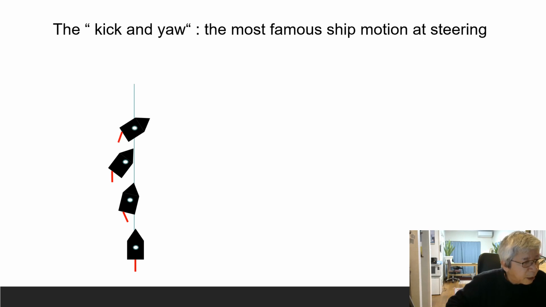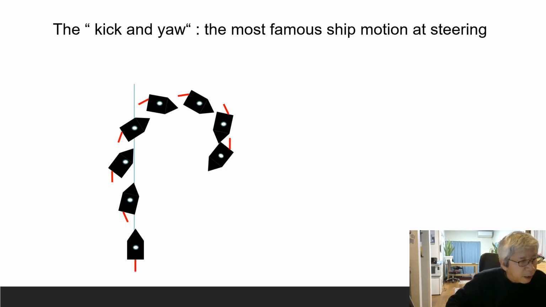Generally speaking, at the beginning of the steering motion the ship is going straight, not turning, and then starts to turn like this. Also, in the conventional rudder case, the rudder resistance is quite high, so it reduces the ship speed and then reduces the turning circle. So this is a typical pattern of the conventional rudder case.